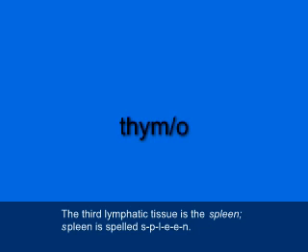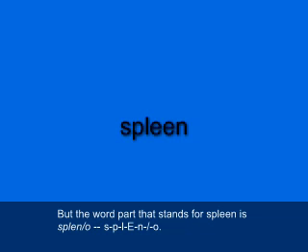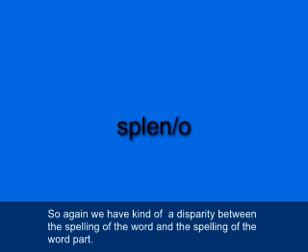The third lymphatic tissue is the spleen. Spleen is spelled S-P-L-E-E-N, but the word part that stands for spleen is spleno, S-P-L-E-N/O. So again, we have a kind of a disparity between the spelling of the word and the spelling of the word part.